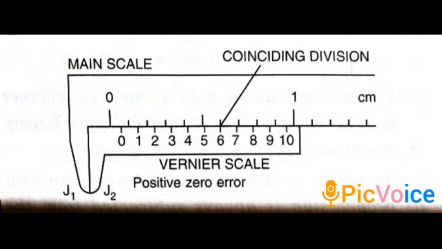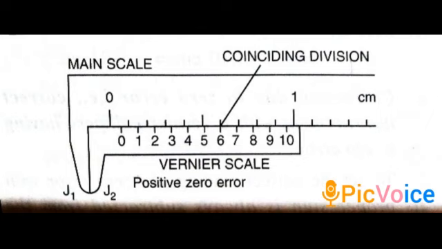Now let us say there is an error in the vernier calipers. What can be done to correct it? See the figure shown above. Very clearly you can see that the 0 of the vernier scale is not coinciding with the 0 of the main scale. So it is not free from zero error. There is an error. Because the 0 of the vernier scale is to the right of the 0 of the main scale, this zero error is known as positive zero error.